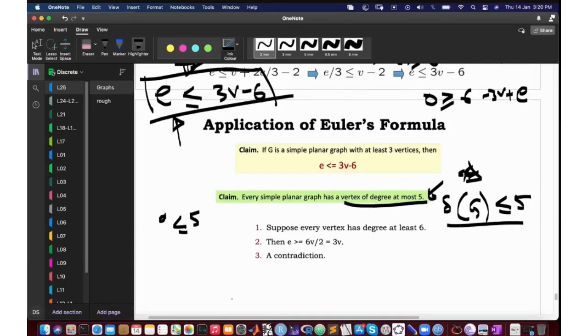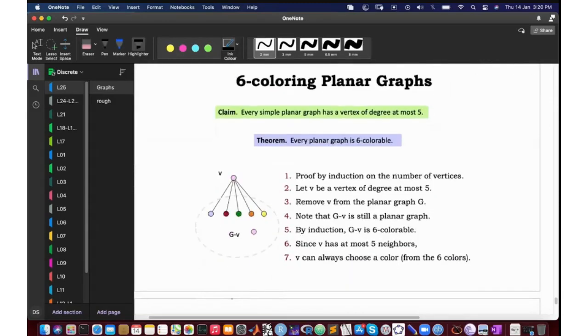कलरिंग अब कुछ बहुत ज़्यादा मुश्किल नहीं रहेगी. ओके, अब हमने 6 कलरिंग प्रूव करनी है फॉर प्लानर ग्राफ. You have a vertex, you already proved that there exists a vertex which has degree at most 5.